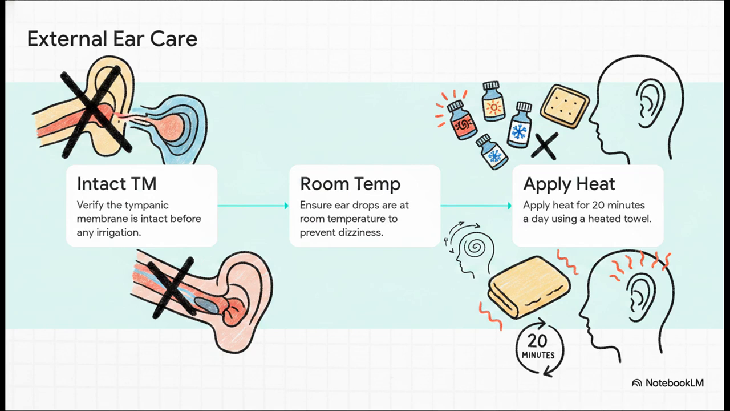High yield alert for points 2, 3, and 4 on our checklist. Point 2, never ever irrigate if the tympanic membrane is ruptured. Why? Well, if the eardrum is perforated, flushing fluid can literally force bacteria directly into the inner ear, sparking a massive infection. Point 3, always make sure ear drops are at room temperature. Cold drops can trigger severe dizziness and vertigo, and nobody wants that. And point 4, if you're using heat to reduce pain, apply it to the affected ear for exactly 20 minutes a day, no more, using a heated towel or pad.